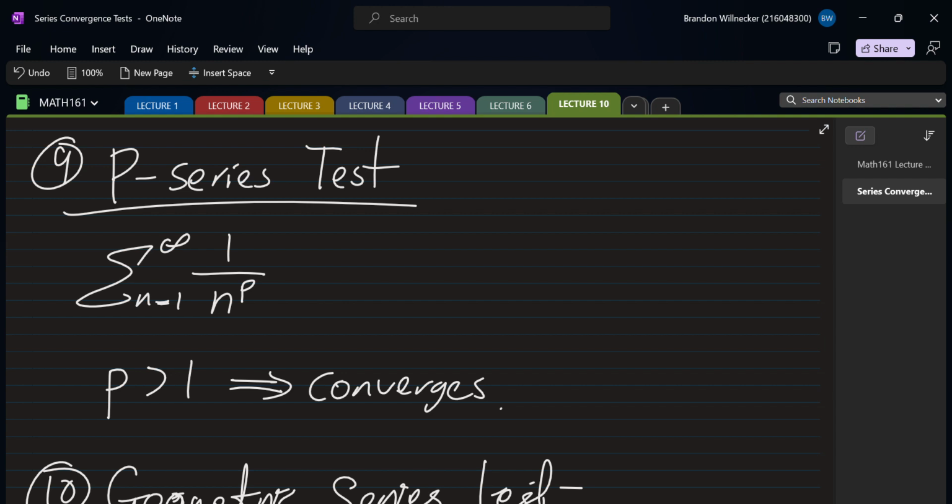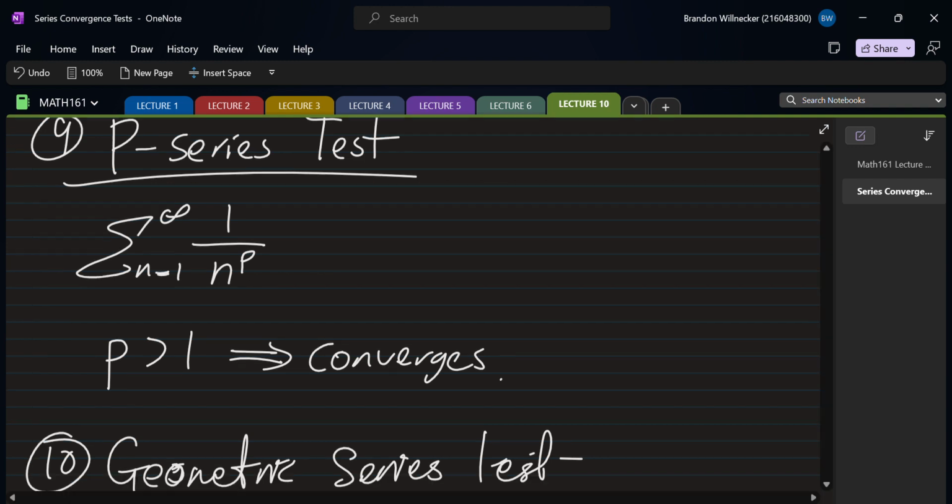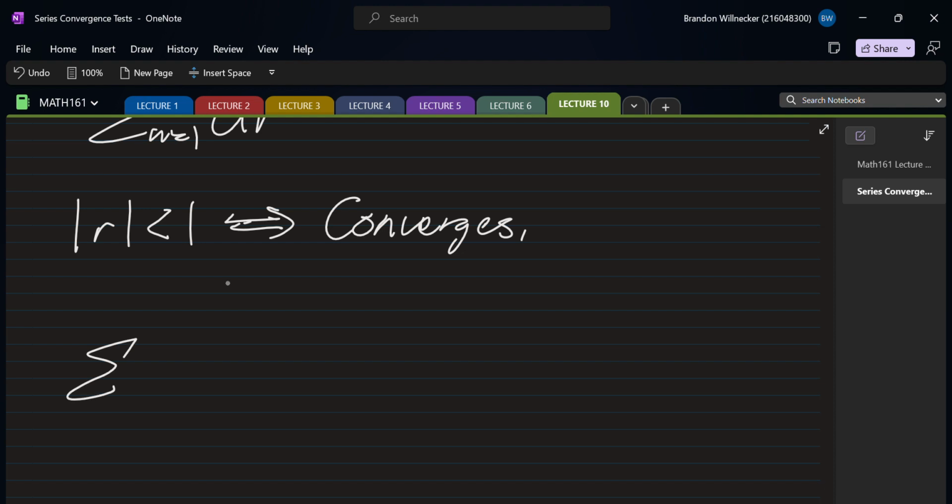I will upload a follow-up video going through the examples, and that will show you when to use the different tests. In the examples, you'll see things like the sum from n equals 1 to infinity, n over 1 plus n squared, for example. If you see something like this in the test, you know which test to use. There are around 20 examples that I'll cover later on, and then the tutorials as well.